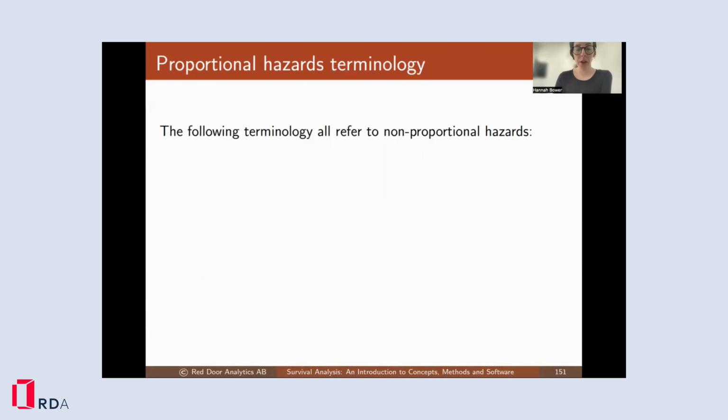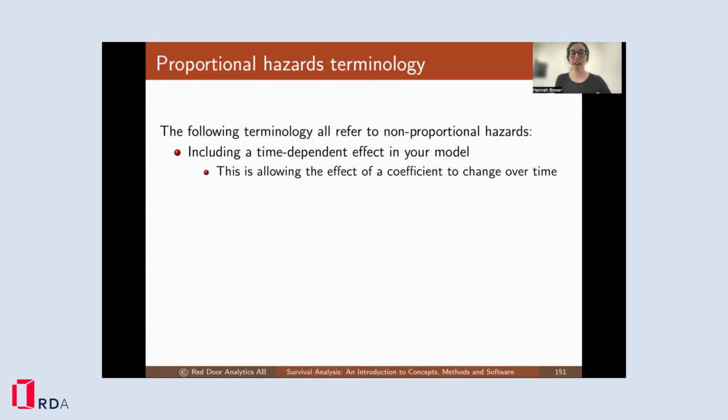So I think it's important to talk a little bit about terminology in terms of proportional hazards, because there are a lot of ways to say this and a little bit of confusion surrounding some terminology. So the following terminology all refers to non-proportional hazards. If you say that you include a time-dependent effect in your model, this basically means that your effect, or you can think of it as your betas that are estimated from the model, can vary across time. You include an interaction between these variables, the covariates, and time. So this is allowing the effect of a coefficient to change over time, so your hazard ratio.